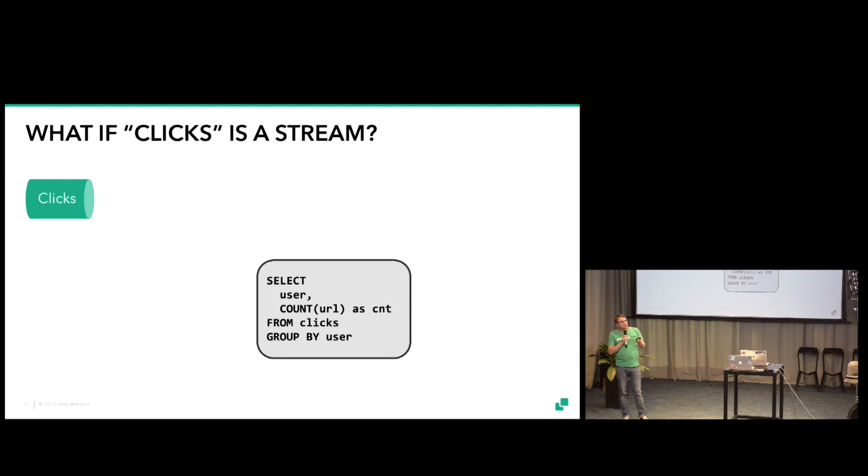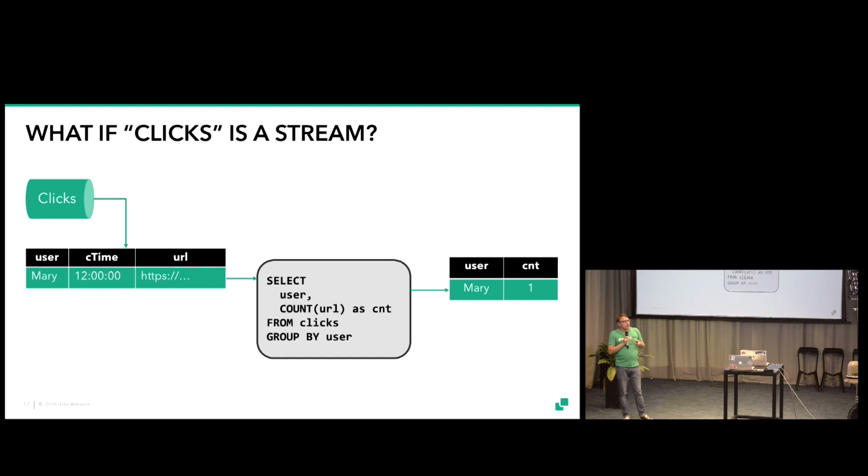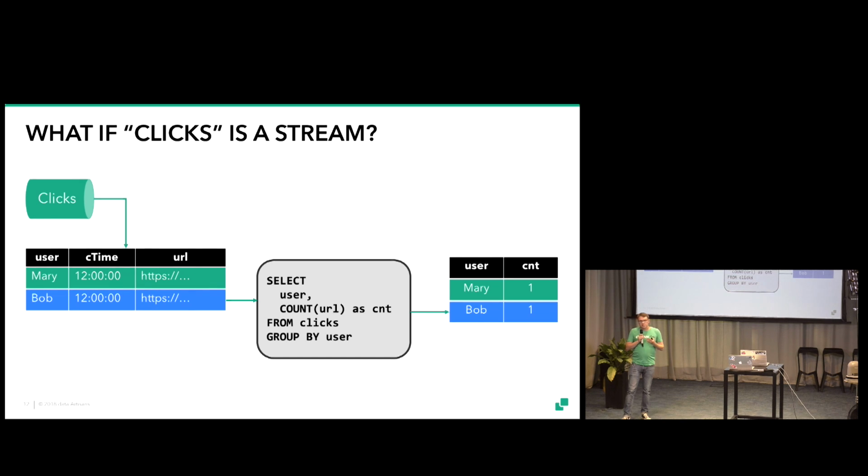But what if SQL is a stream now? In that case, we have some kind of schema, of course, and we have data appearing over time. So in this case, we have this one row with the user Mary. We put it into the query, and the query returns a single row with user Mary, count 1. So if now the next row appears here for Bob, we add another row to the output.